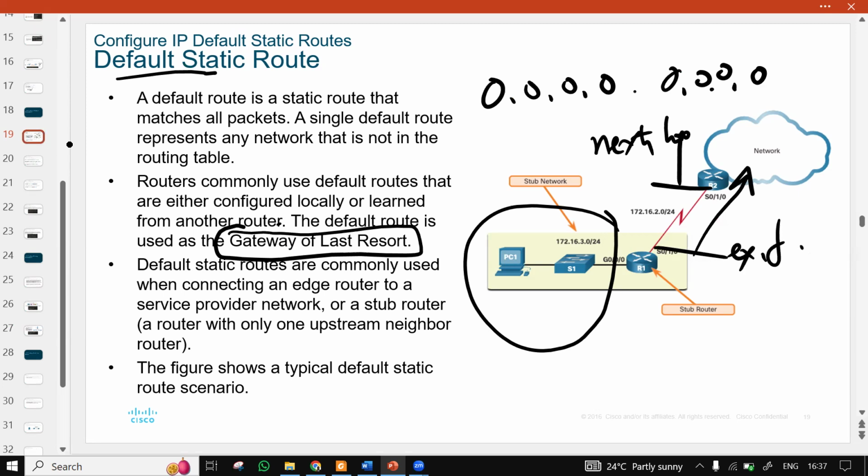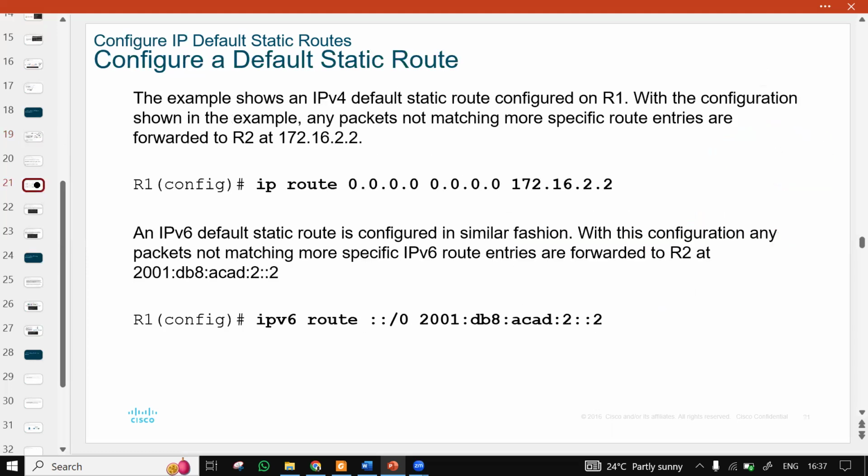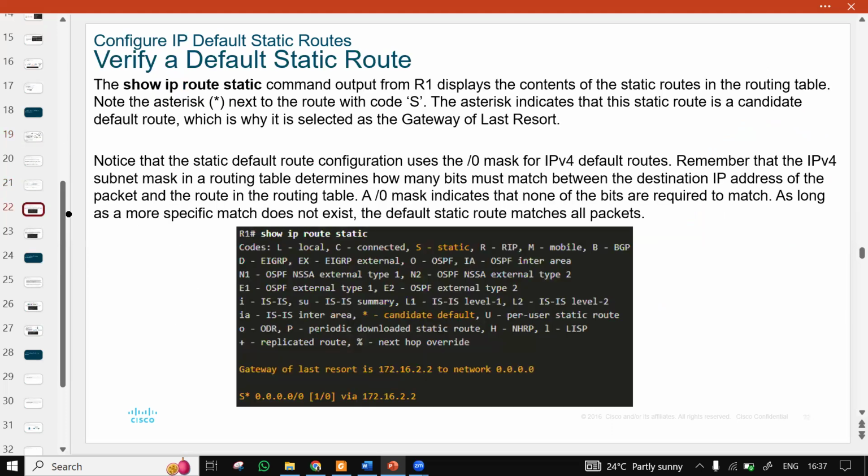So I just have 0.0.0.0 and I put the IP address here, the IP address or the interface, inside this command, IP route. And that is our default static route. Not very complicated. Right? Moving to configuration. Okay, this is a typical configuration of a static route for the network. We'll do the configurations later. What else do we have?